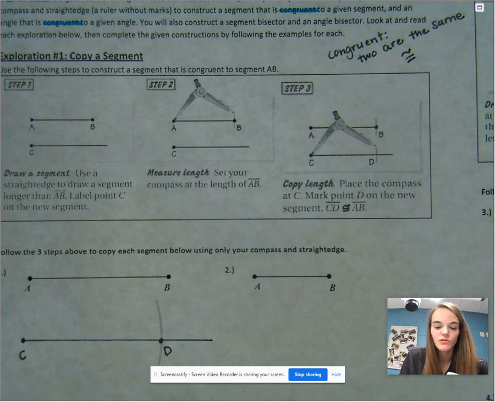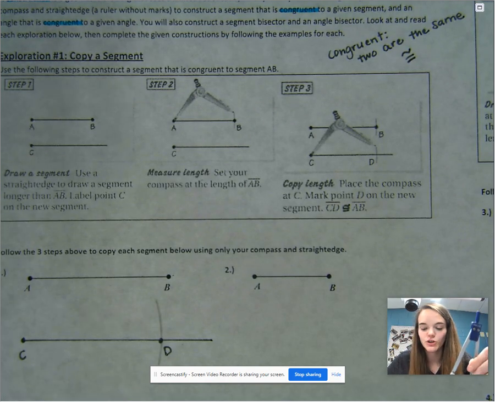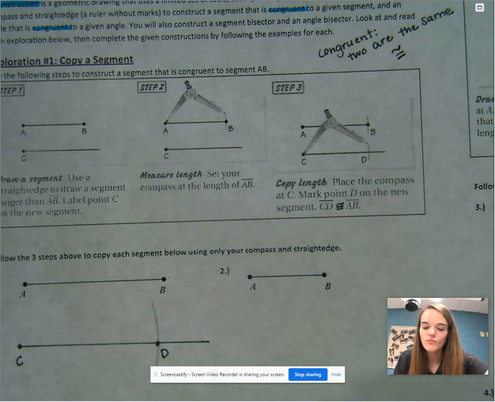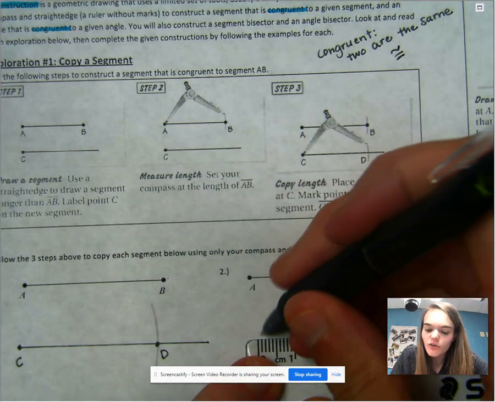CD is congruent to AB. There we go. Pretty simple. I'm going to do it for A as well. Number 2. Let's draw something longer.